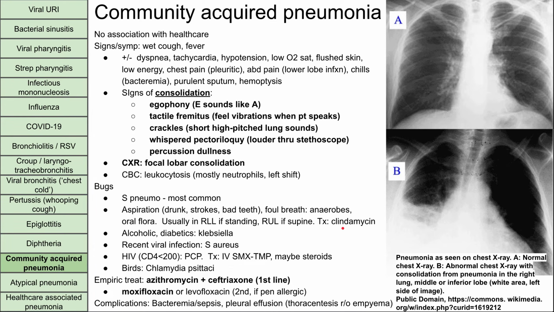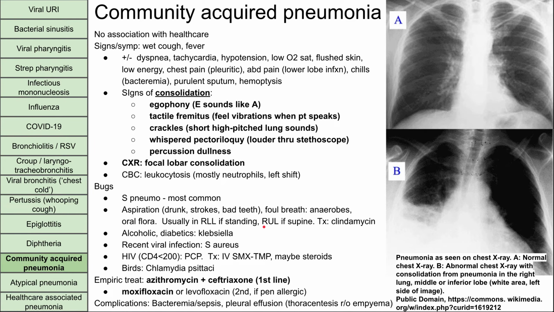The treatment for people that had aspiration is clindamycin, usually to cover these anaerobes, this oral flora that they might get. And the reason it ends up in the right upper lobe or the right lower lobe is because the right bronchus is a little more vertical, a little more up and down than the left bronchus. So that's worth knowing. The anatomy is slightly different, making it more likely to end up on the right if it's aspiration pneumonia. Alcoholics and diabetics tend to get Klebsiella.